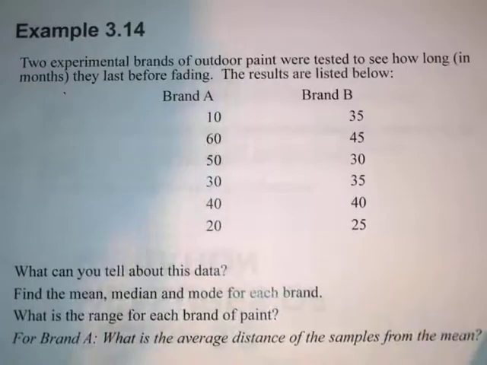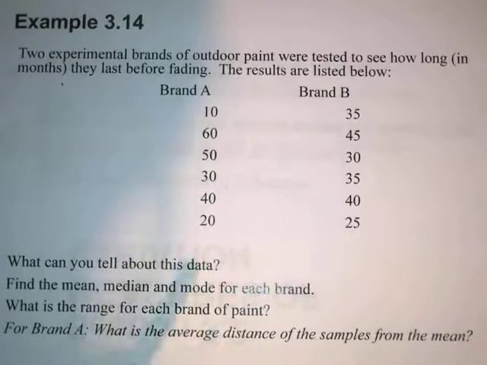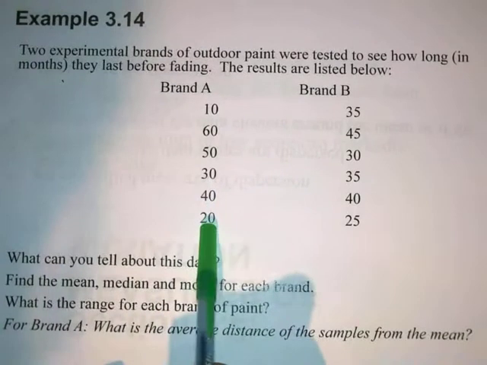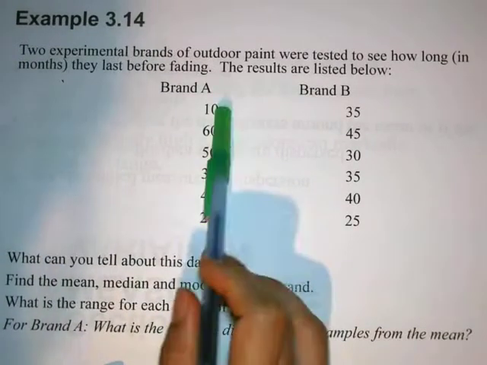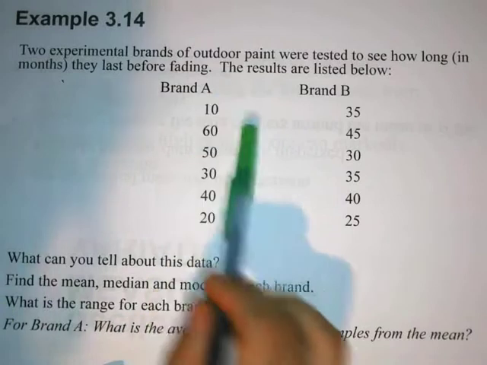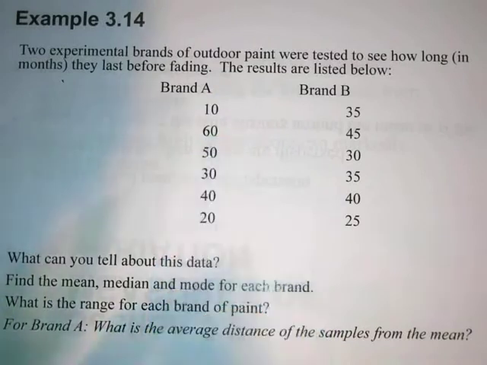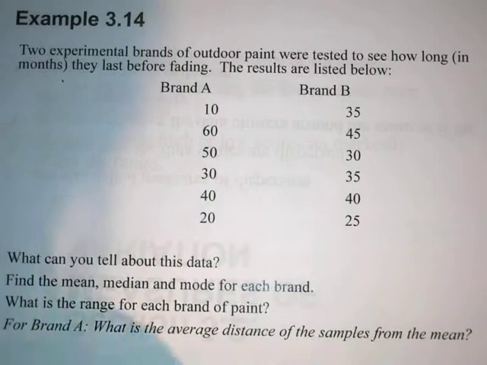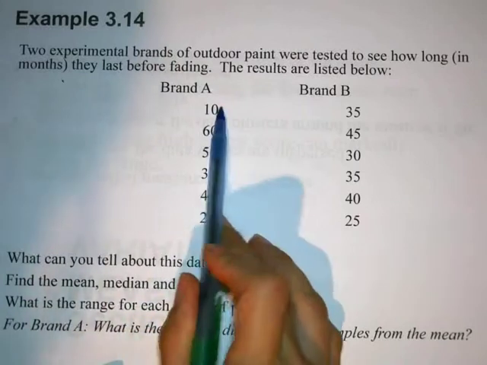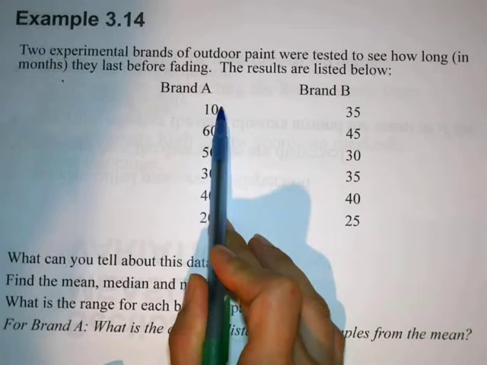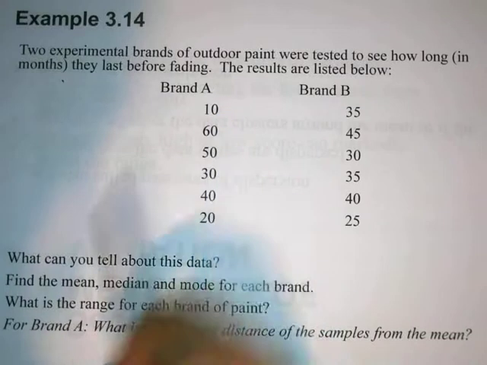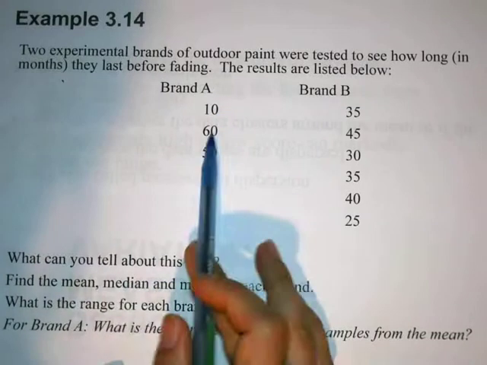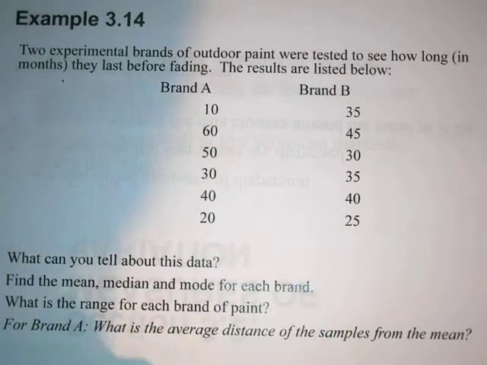So I have two brands of outdoor paint tested to see how long they last before fading. Here's the results listed below. So we have one brand of paint that only lasted 10 months before it started to fade, and up to 60 months before it started to fade. So I don't know what's going on with this brand of paint. Seems to not be a very reliable brand of paint, or maybe this was painted on a house in the desert, and it started fading right away, and this was painted on a house, I don't know, on the North Pole where there's no sun.